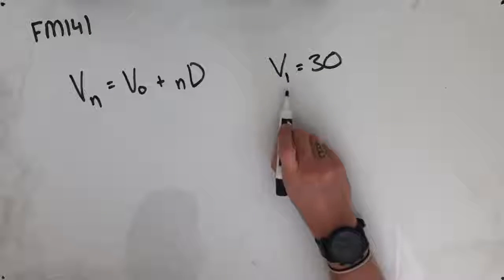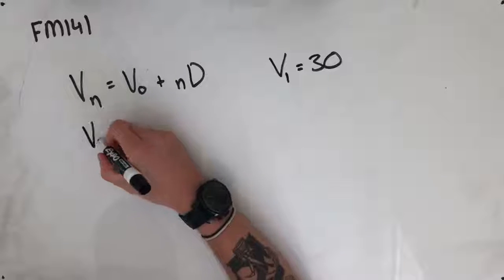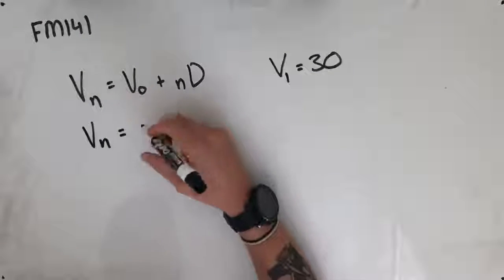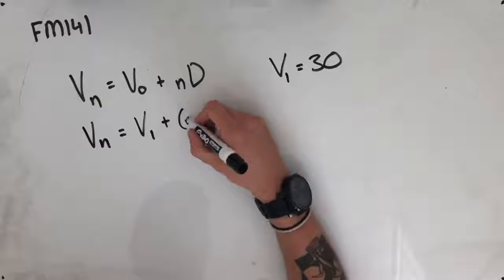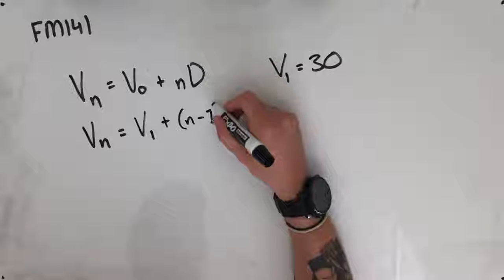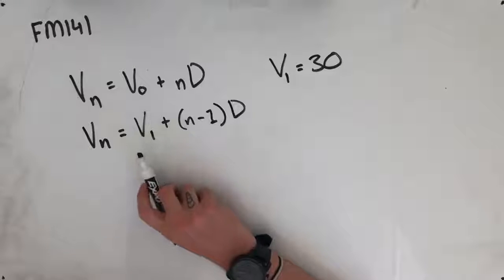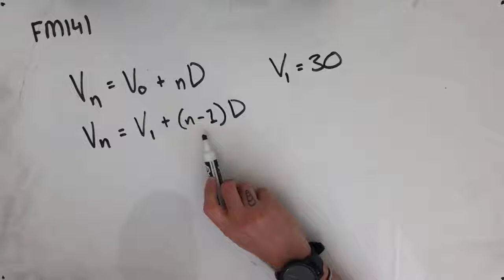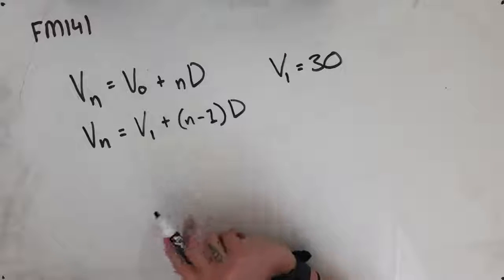So because we've been given a V1 instead of a V0, this formula is going to change slightly. It's going to become Vn equals V1 plus (n minus 1) d. Because we've got one less week that we'll be looking at in terms of adding a difference, so we're going to be looking for 11 weeks instead of 12 weeks, we're going to use this n minus 1 formula instead.